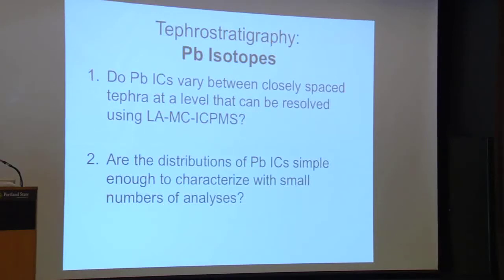One, do lead isotopic compositions vary between closely spaced tephra at a level that can be resolved by laser ablation multi-collector ICP-MS? And two, if there are distributions of lead isotope compositions within individual samples, are the distributions simple enough to characterize with a small number of samples? I don't want to be making hundreds and hundreds of measurements for each sample, because that's extraordinarily expensive, and that's not useful at all.